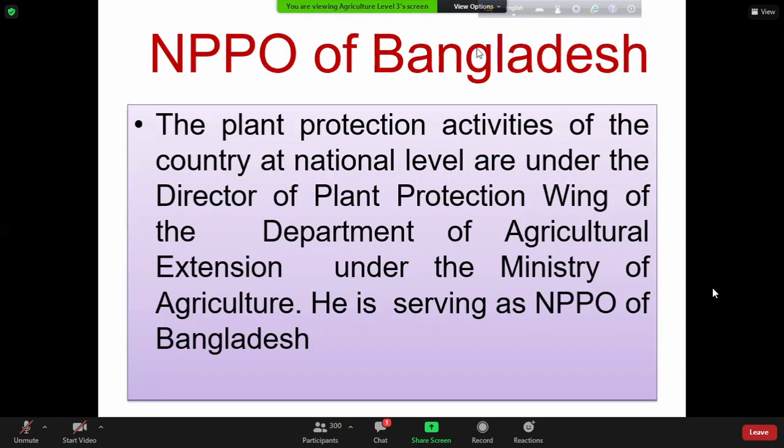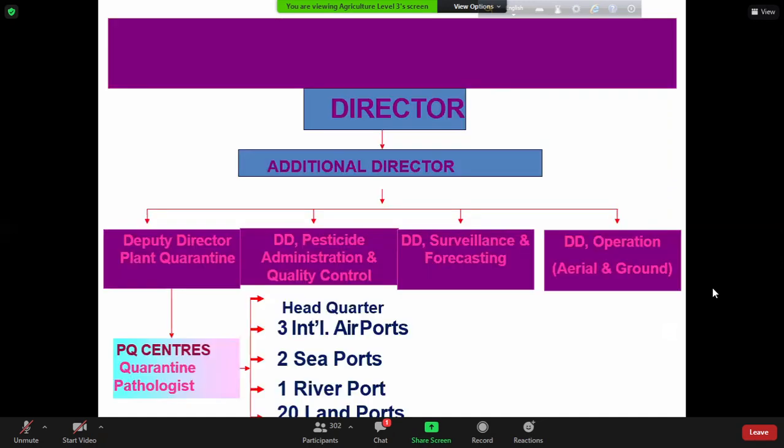And you can see here, this is the Plant Protection Service system, that is, we call the National Plant Protection Service system. There is an officer we call the National Plant Protection Officer. He is the responsible person during import and export. He is the responsible person to deploy the legal restrictions during import and export. You can see the organogram here: Director of NPP, and there are additional directors, and there are deputy directors for plant quarantine, for pesticide administration and quality control, for surveillance and forecasting, and deputy director operation, especially in aerial and ground.